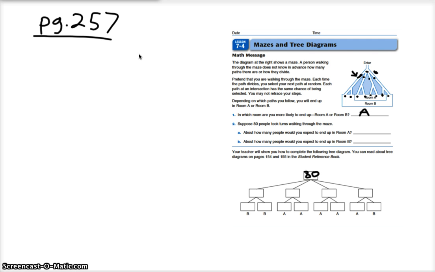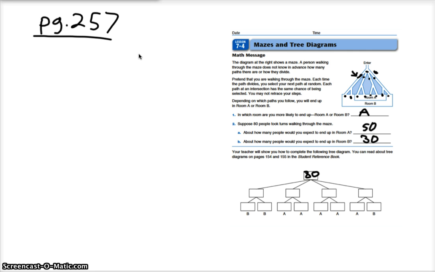Well, here's what I'm going off of. I'm going off by all these outputs. So we have 1, 2, 3, 4, 5, 6, 7, 8. We have 8 outputs, and there are 5 outputs into room A. So that's 5 out of 8. So I'm going to say that out of 80, I think about 50. Because see how we're doing 5 to 8, and we're comparing it to 80, just multiply them by 10. So then I expect that 30 will go into room B.